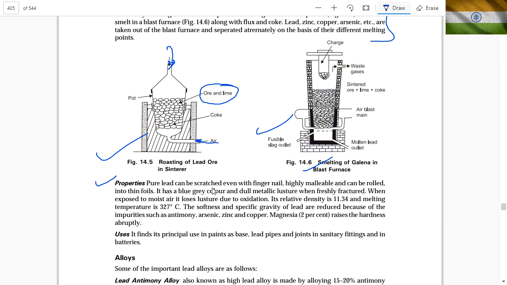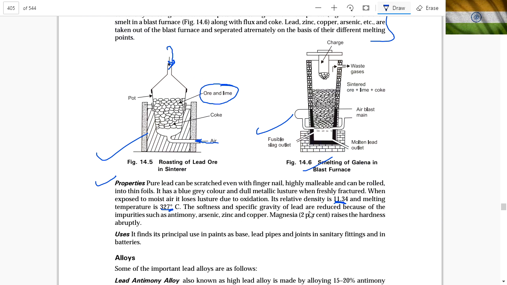Pure lead can be scratched even with a fingernail, is highly malleable, and can be rolled into thin foils. It has a blue-gray color and a dull metallic luster when freshly fractured. When exposed to moist air, it loses luster due to oxidation. Relative density is 11.34 and melting point is 327 degrees.